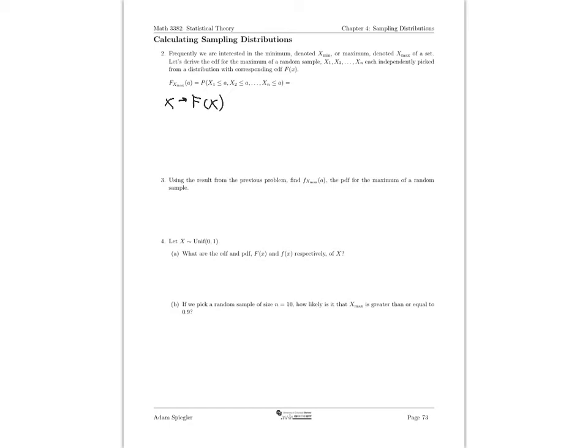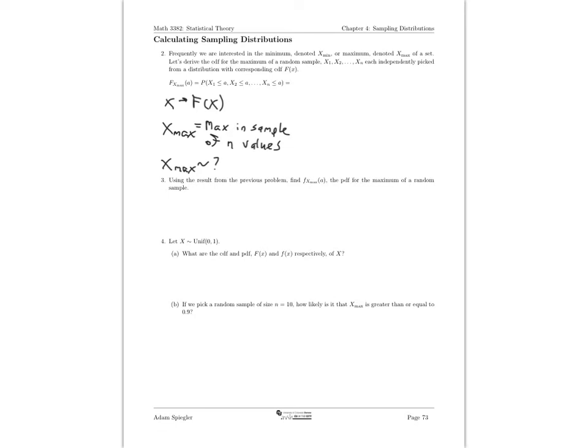independently from this population. And rather than calculate the mean or proportion of those values of x, we're just going to take a look at, out of those n values that I pick, which one is the maximum. So x max is going to equal the maximum value in the sample of n different values. And so what we might want to think about is, how can we describe this distribution? Okay, so let's take a look.